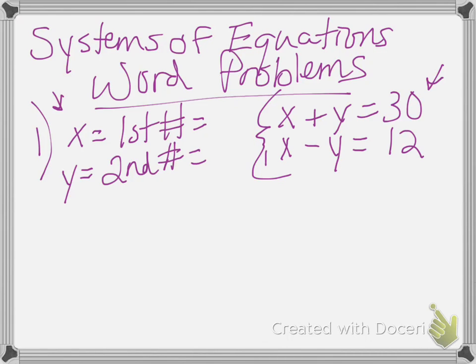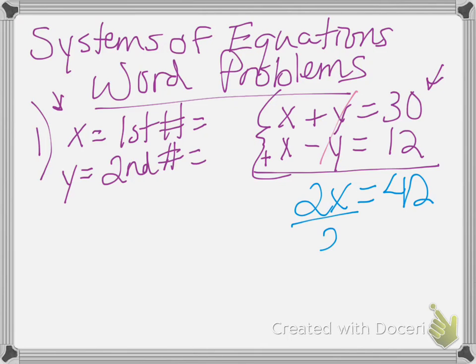So we can take these two and add them together because what's going to cancel out? The y's, yes. Very good. The y's are going to cancel out, and that's going to leave us with 2x equals 42. Good. I'm going to divide both sides by 2. 21. There you go. Okay? So the first number is going to be 21.